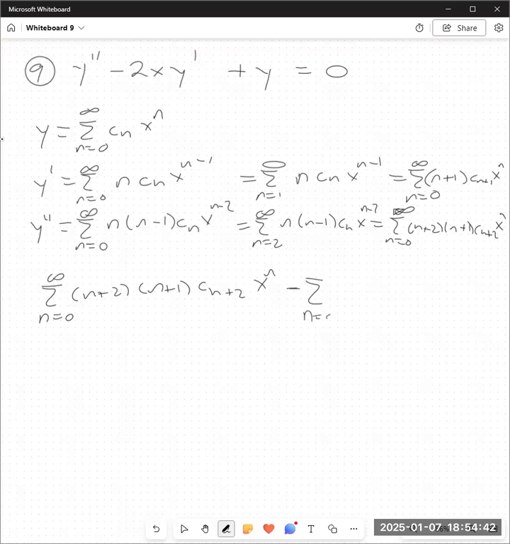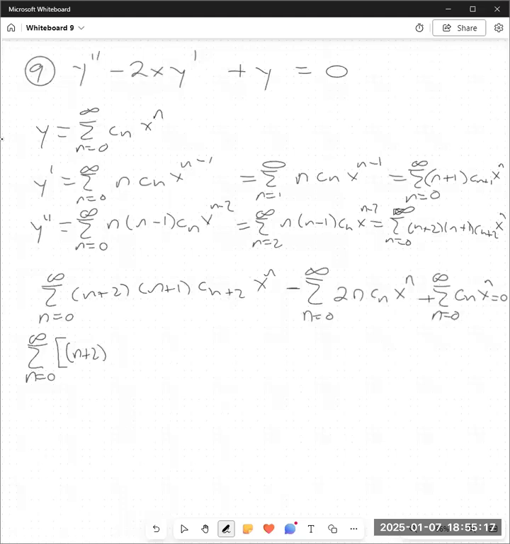So the sum from n equals 0 to infinity of 2n c_n x^n plus the sum from n equals 0 to infinity of c_n x^n, and that all needs to be equal to 0. So now everything starts at 0 and ends with an x to the n, so I can combine everything into a single series here, making my life easier.